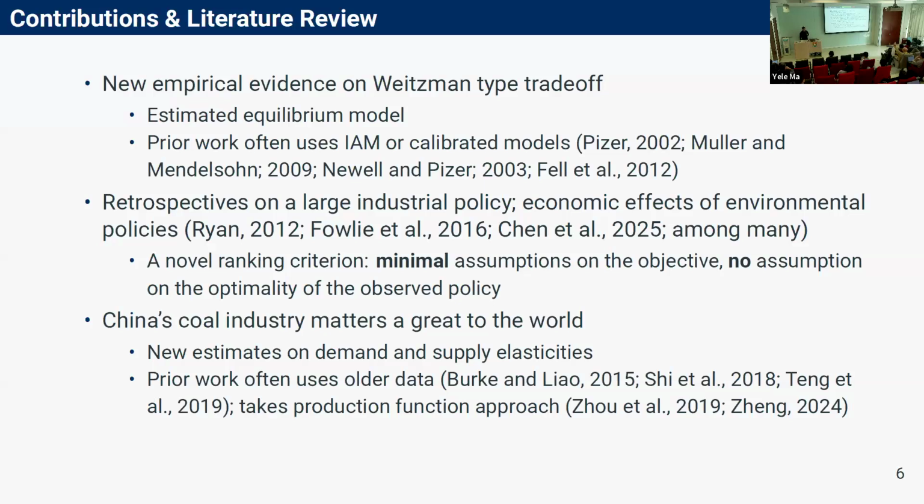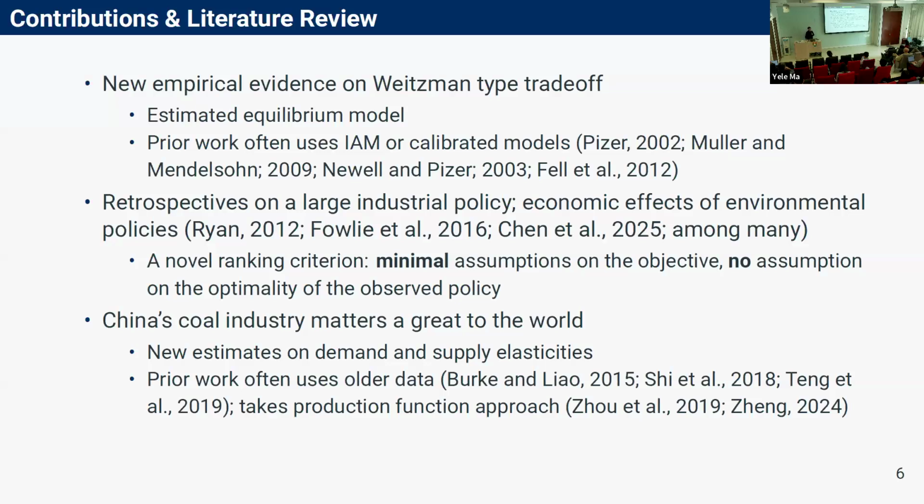This paper contributes to three strands of the literature. The first one is the empirical assessment of the Weitzman type of trade-off. The prior work typically does this based on integrated assessment models or calibrated theory models. We're going to do it in an estimated empirical equilibrium model.